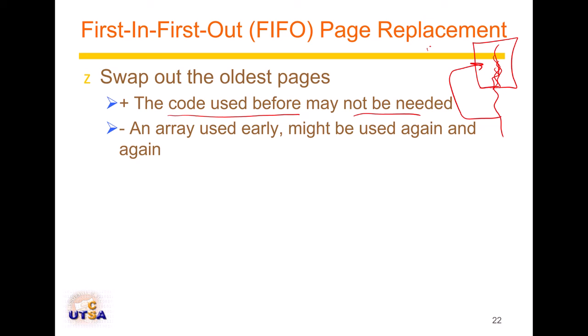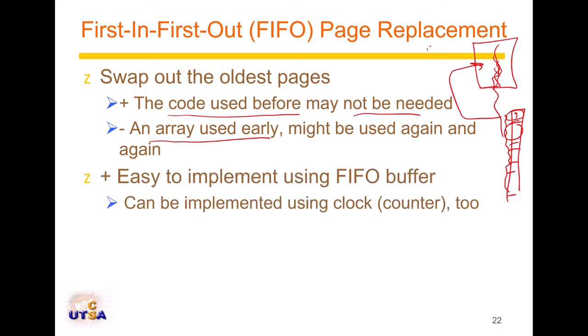Also, maybe an array used earlier may be used again. For example, maybe you are using this array for searching, sorting, whatever. Let's say these are the pages for this array. Doesn't mean that we will not need that page again in the future. We may still need it. But that's just one good approximation, and it's a good simple algorithm to start with. So that's why we are learning that one.